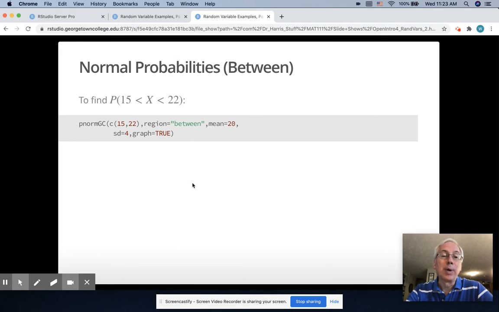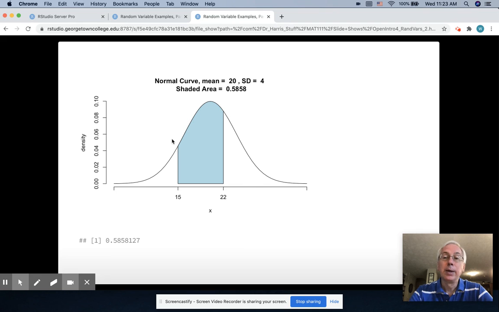We can do between probabilities as well, as we did with pnormgc. If we wanted to know the probability that the number of hours is between 15 and 22, we would put C 15, 22 here and change our region to between. Mean and standard deviation stay the same. We still get a graph. And so here is our shaded region. Again, it's between 15 and 22, and we get about 58.5% probability.